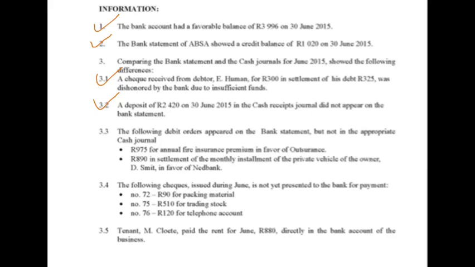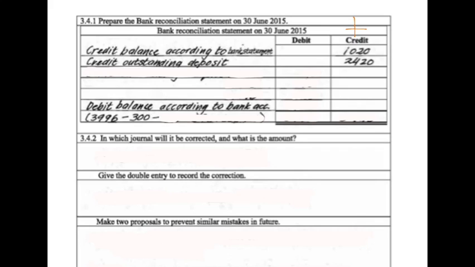3.3, the following debit orders appeared on the bank statement but not in the appropriate cash journals. So therefore both of these debit orders would go through the CPJ and it would end up decreasing my bank account. So 975 for insurance and 890 Rand for the personal vehicle of the owner, so that is drawings. So in my bank account balance as per bank account, I will decrease it with the insurance and I will decrease it with the drawings amount.